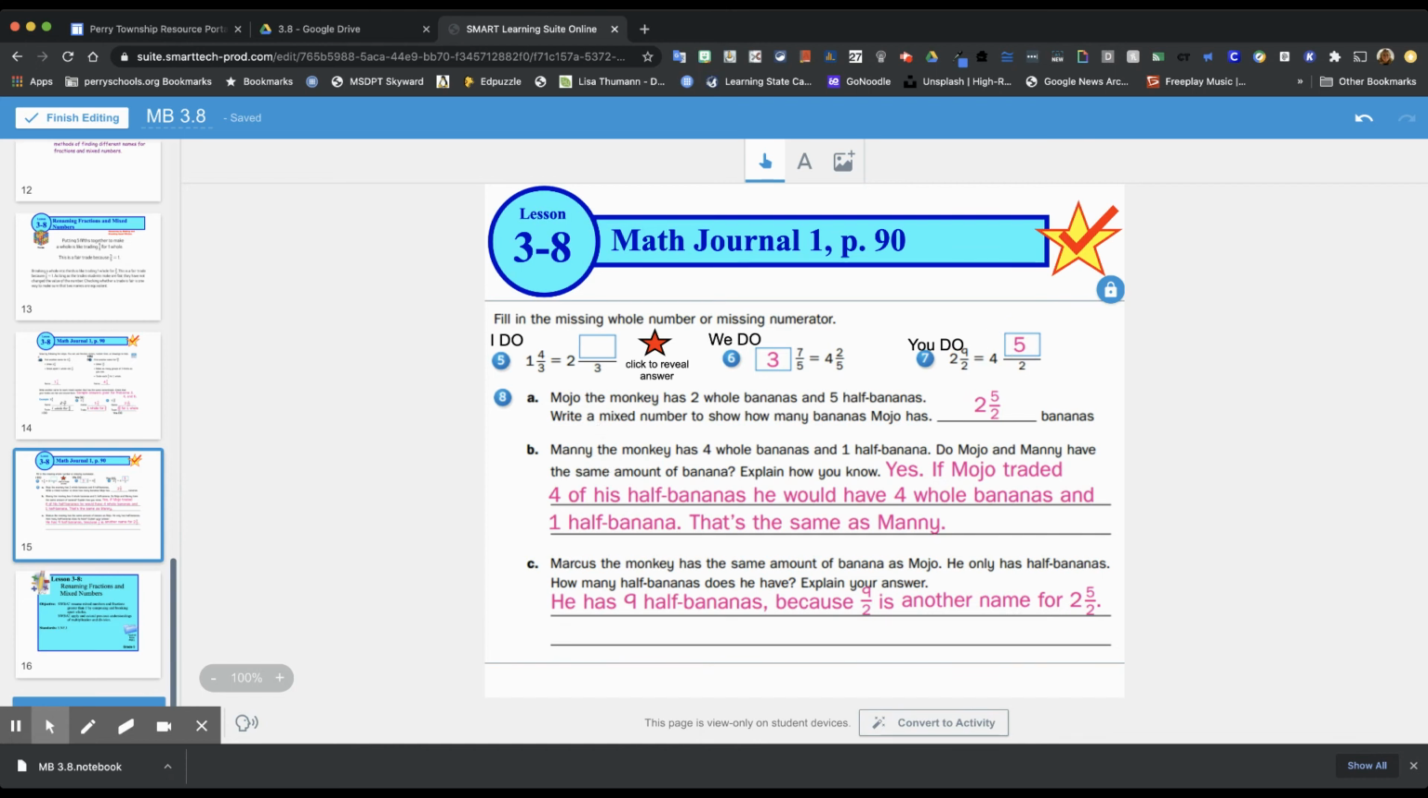Mojo the monkey has 2 whole bananas and 5 half bananas. Write a mixed number to show how many bananas Mojo has. 2 whole and 5 halves. 2 5 halves. And the answer to B would be yes. If Mojo traded 4 of his bananas, he would have 4 whole bananas and 1 half banana. That's the same as Manny. And C, he has 9 half bananas because 9 divided by 2 is another name for 2 5 halves.